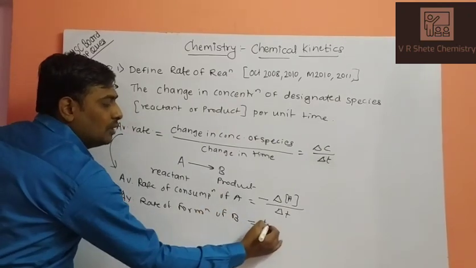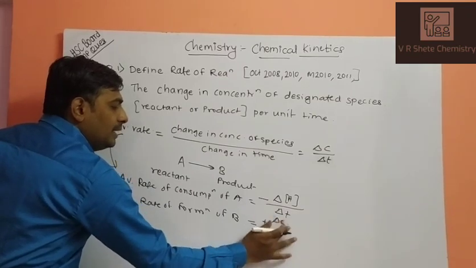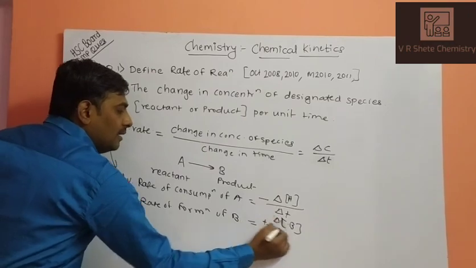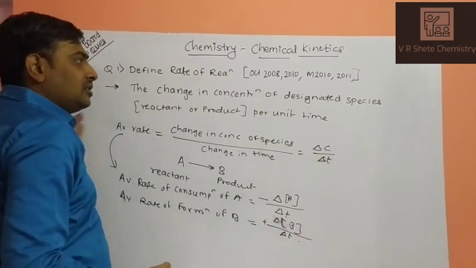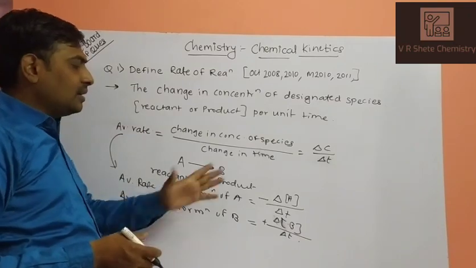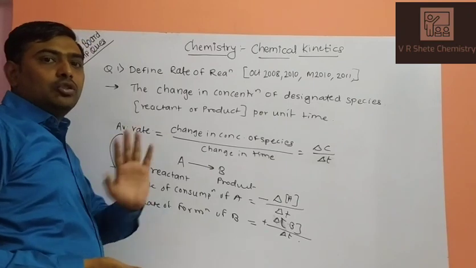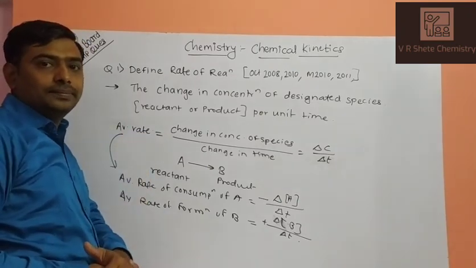So it is positive. Positive change in the concentration of B. The square bracket always comes before concentration, and the triangle, that is delta, indicates change, with change in time. So this is your average rate for any reaction. This is the general equation: A is converted into B. You can write any reaction from reactant to product. Reactant is always consumed in the reaction for formation of product.